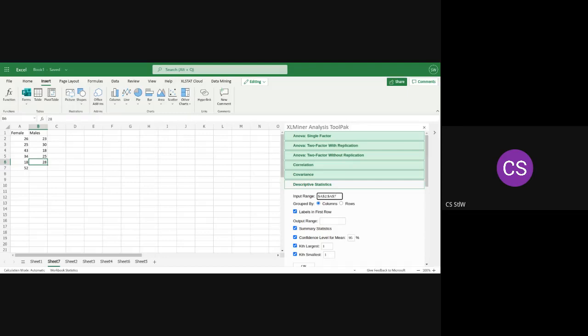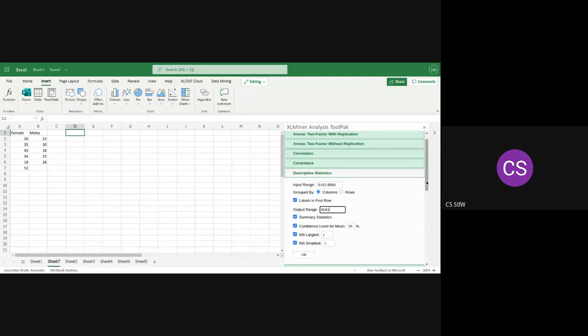Wait, let me try something. I think this one I can just put it as is because I don't have two intervals from B2 up to B6. Let's see if it will work. And then our output is where you want your output to be displayed. So we can say at D1. So same thing, D1.